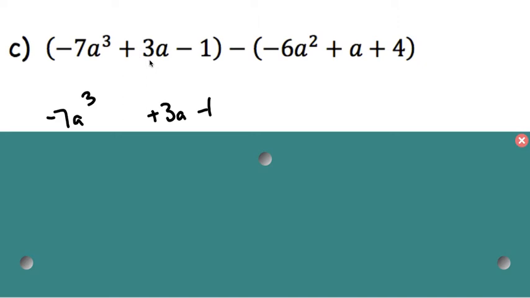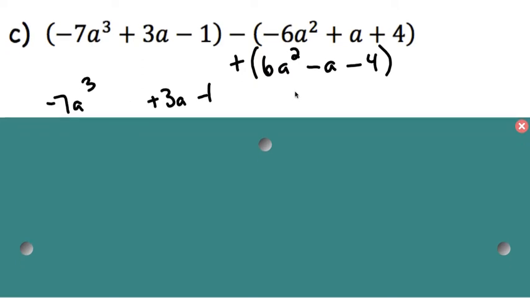negative 7. Well, let me go ahead. That's just recopying the first one there. So this would be plus, if we rewrite this, change all these signs: 6a squared minus a minus 4. Okay, so I didn't recopy this first one. I just started putting it in the columns. So negative 7a to the third. Again, I left a blank for the a squared because I didn't have one. 3a came down, and then the minus 1 came down.